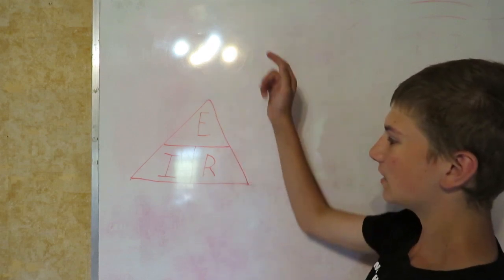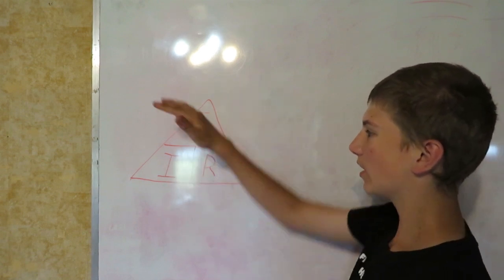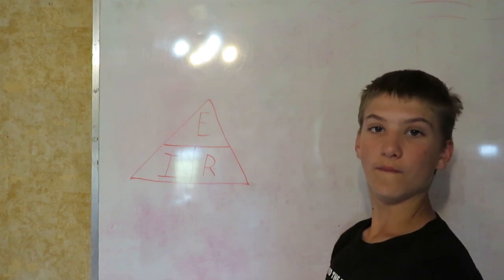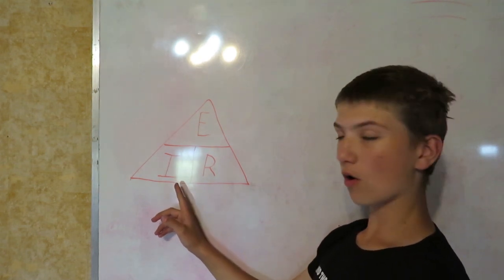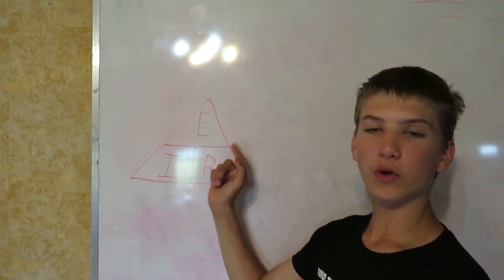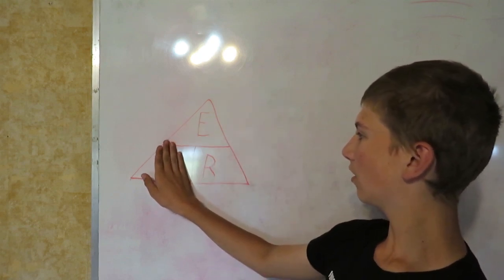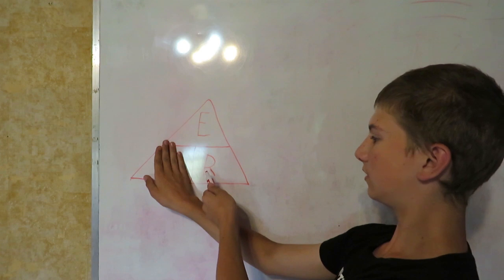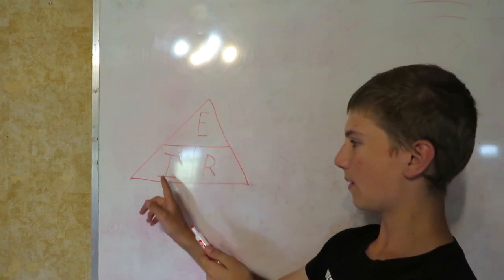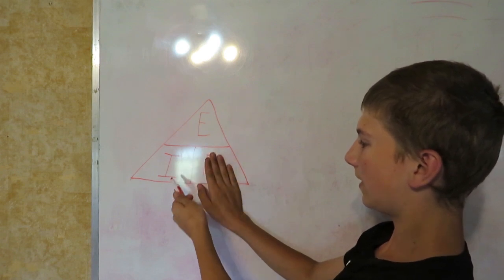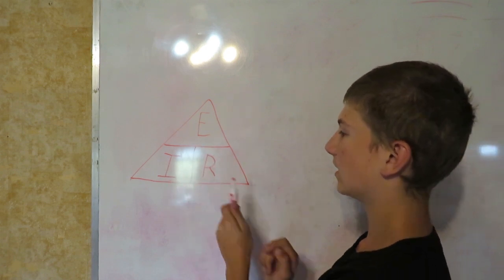So what we do is if we know I and R, we can cover up E. So I multiplied by R will equal voltage, or amperage multiplied by resistance will equal voltage. Or if we know the voltage and resistance, we do voltage divided by resistance, and we get our amperage. Same thing, if we do voltage divided by amperage, we get our resistance.